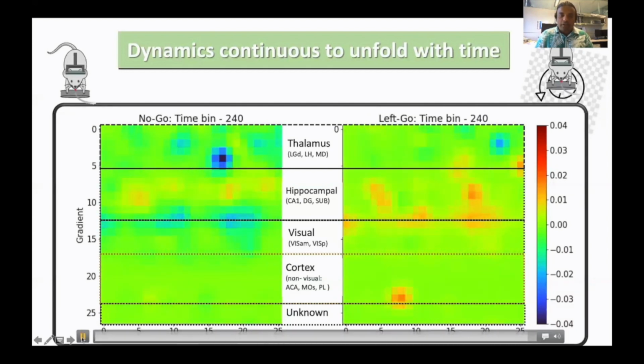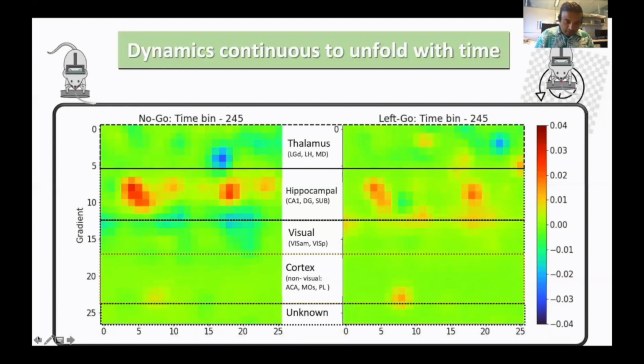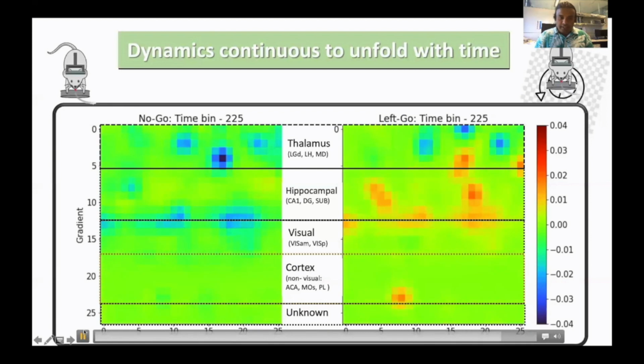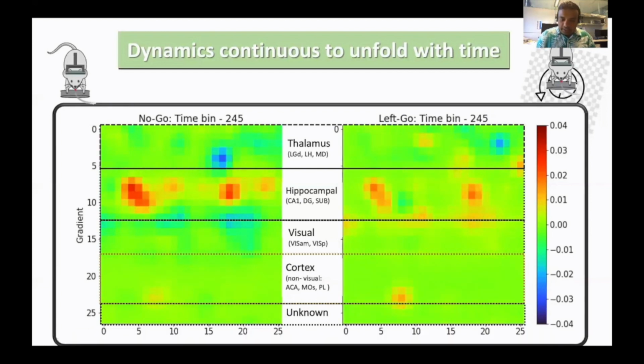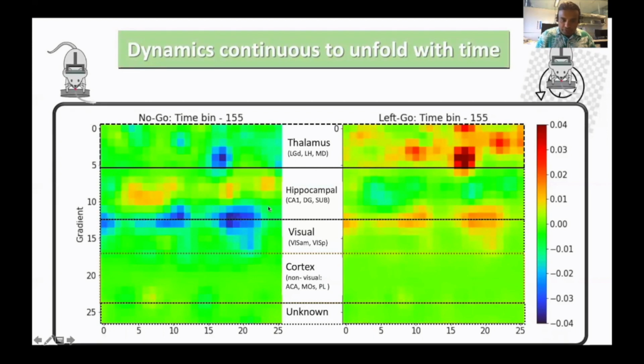And we can learn a lot of interesting things from these dynamic functional connectivity gradients, but I want to highlight only two important things. As we go higher with the time, for example, you see here in the no-go trial the suppression in the visual and in hippocampal areas, and here, in contrast, you see excitation in the visual areas in the left-go trial. And that is extremely interesting because you also see at the same time suppression in the thalamus for the no-go trial and the other way around in the left-go trial.